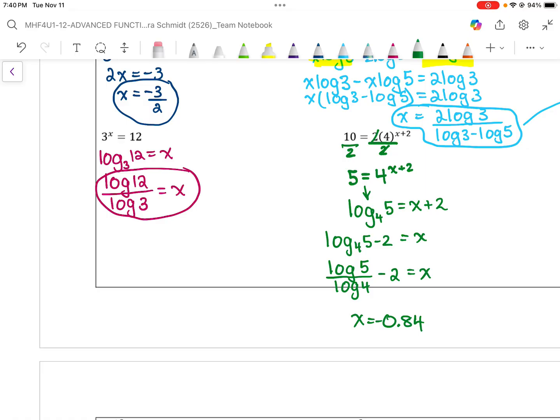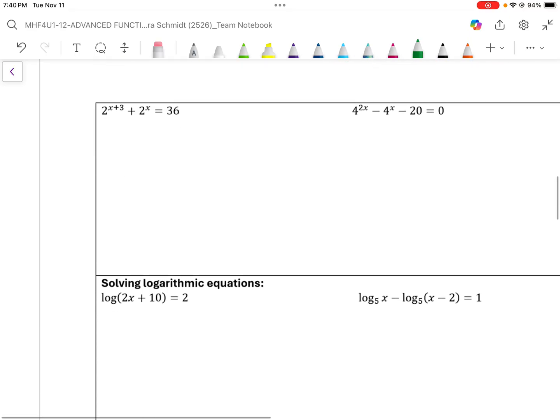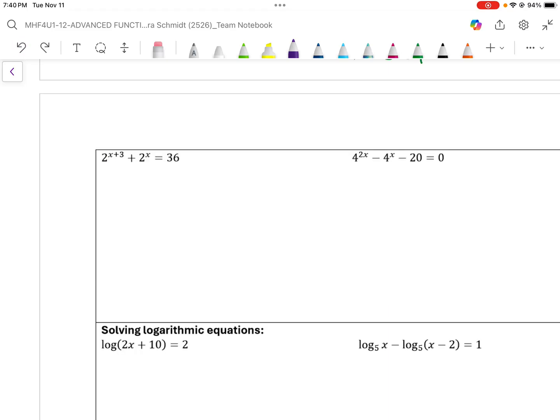All right, moving on. 2 more exponential equations. So you can notice these are very similar, but things to note is this has an x plus 3 and this guy has a 2x. So you're going to solve them very differently. In this one on the left, I am able to factor out a 2 to the power of x. So when I factor out a 2 to the power of x, it's like I'm dividing each term by 2 to the power of x. So when I divide the first term by 2 to the power of x, I get 2 to the power of 3 left over.